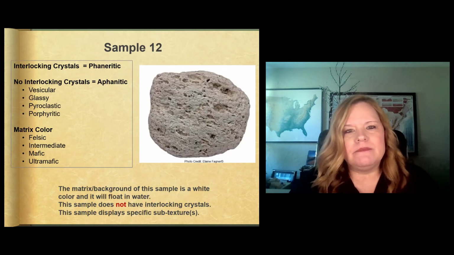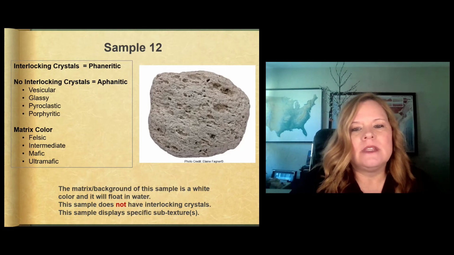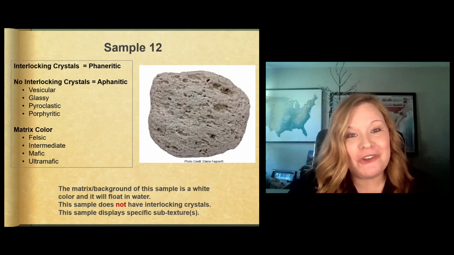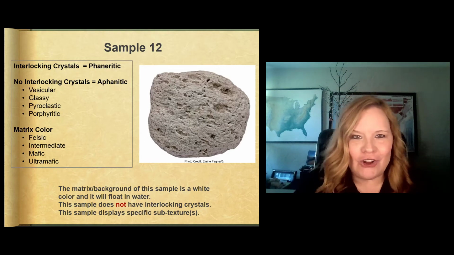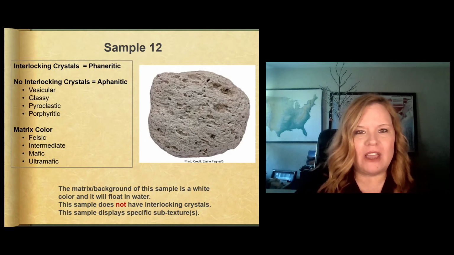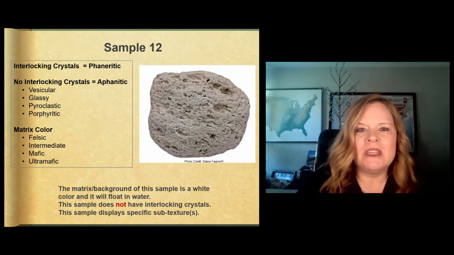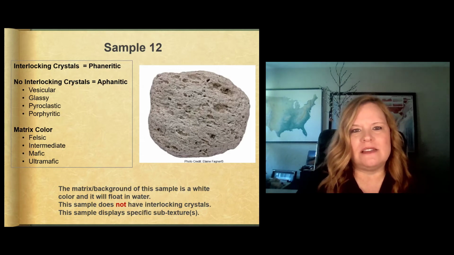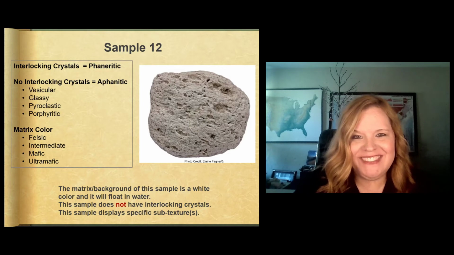All right, number 12, interlocking crystals or not? Well, the hole should give you the indication. If there are any vesicles, the answer is no. So it's aphanitic. This is a white color. Which chemistry does that fall under? Felsic, intermediate, mafic, or ultramafic? Once you determine that, there's only one of these rocks in that category for that aphanitic rock that floats. That's what you've got here.